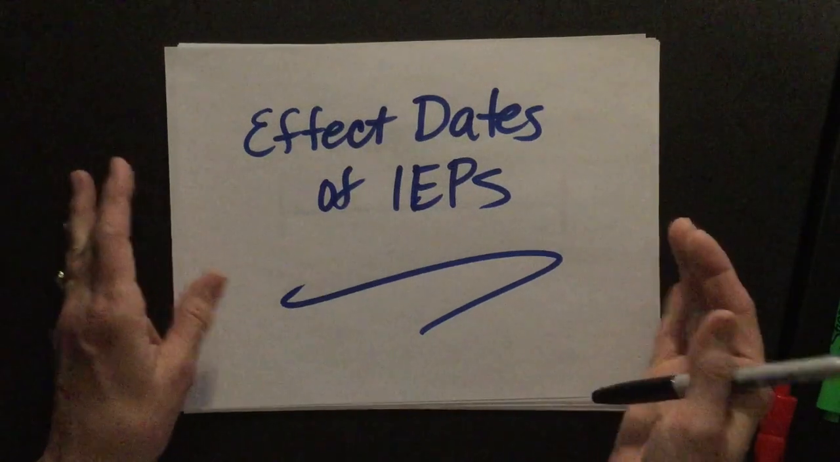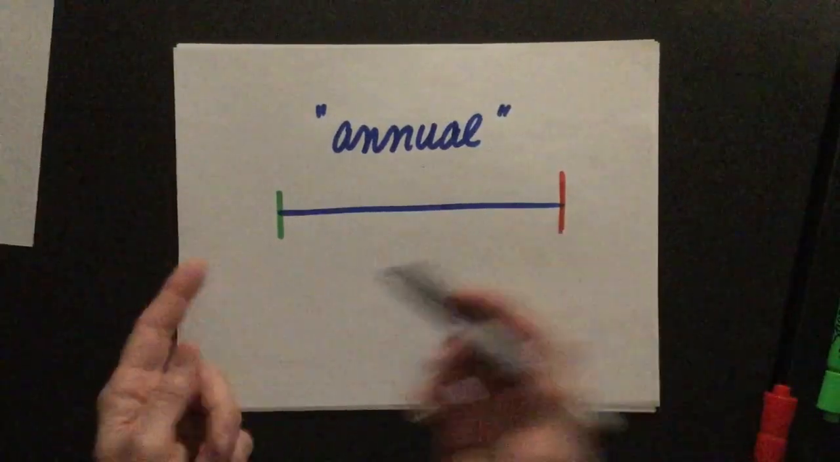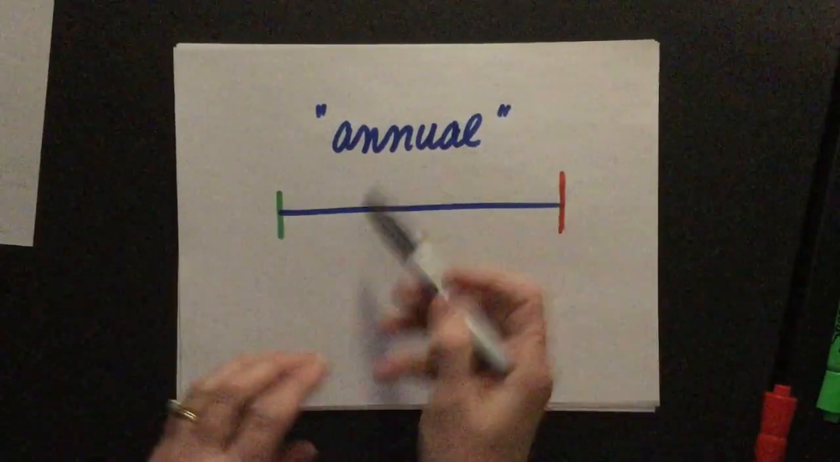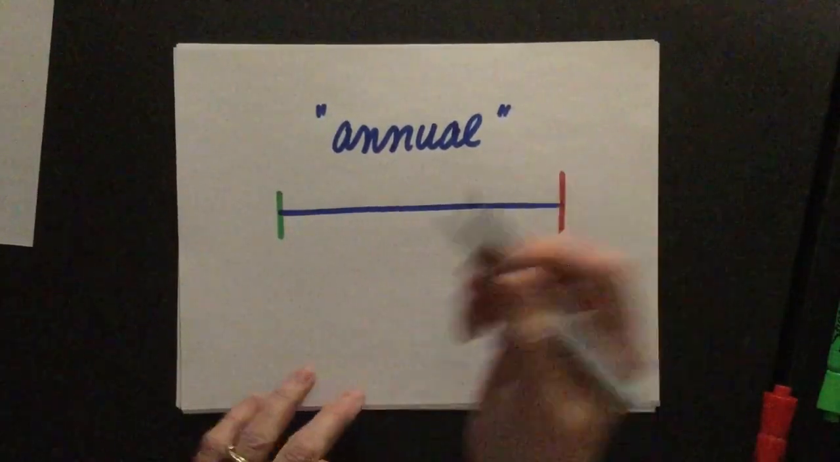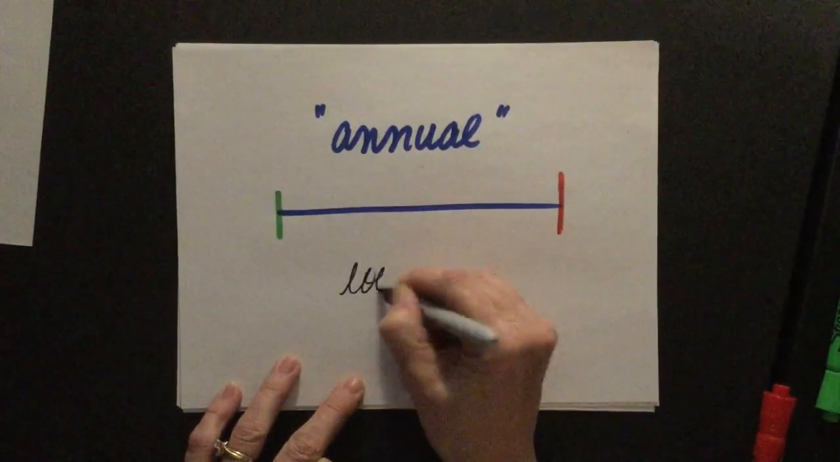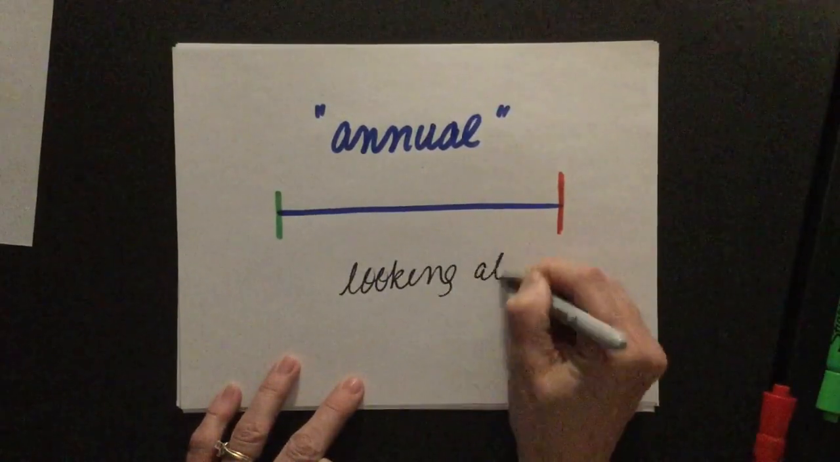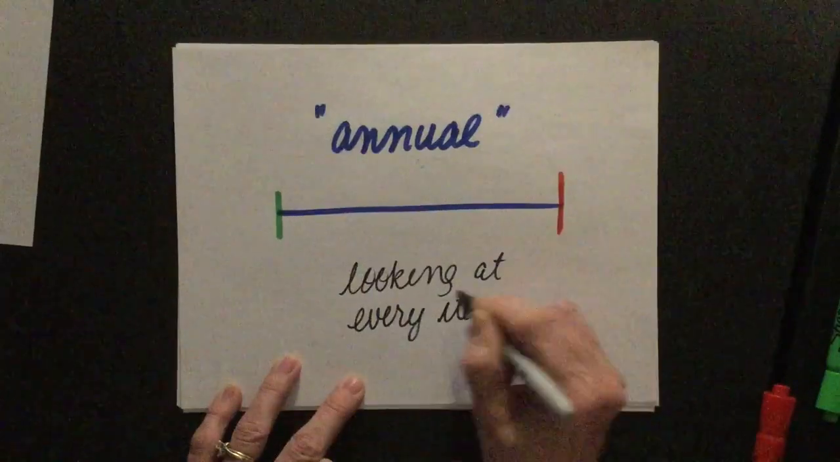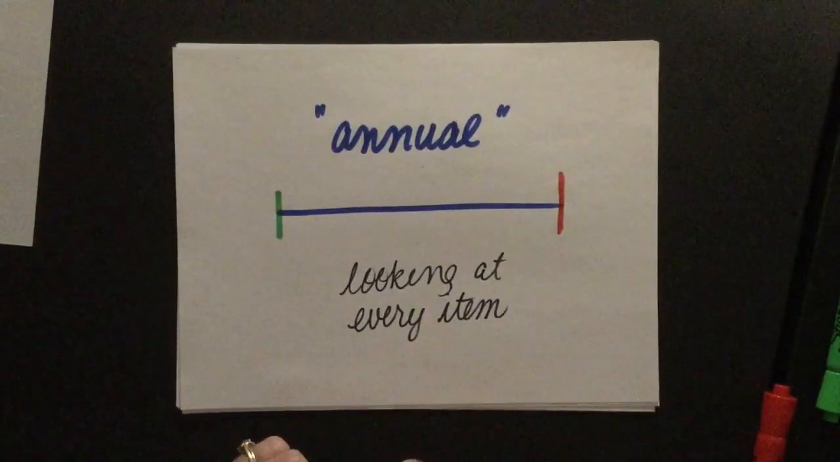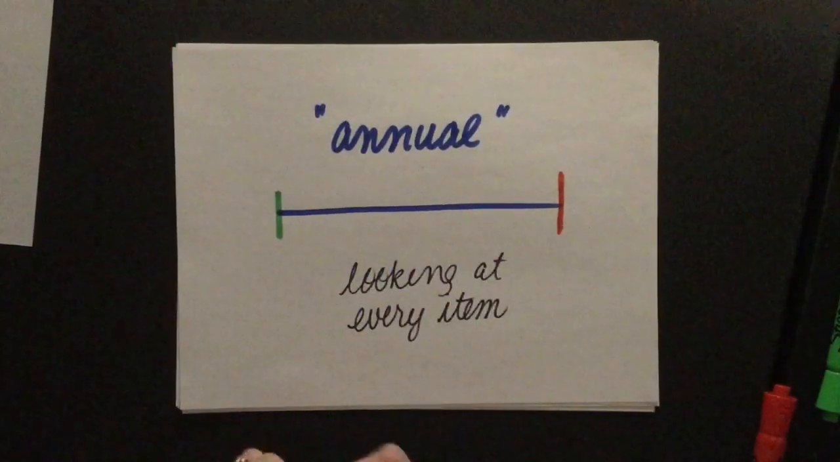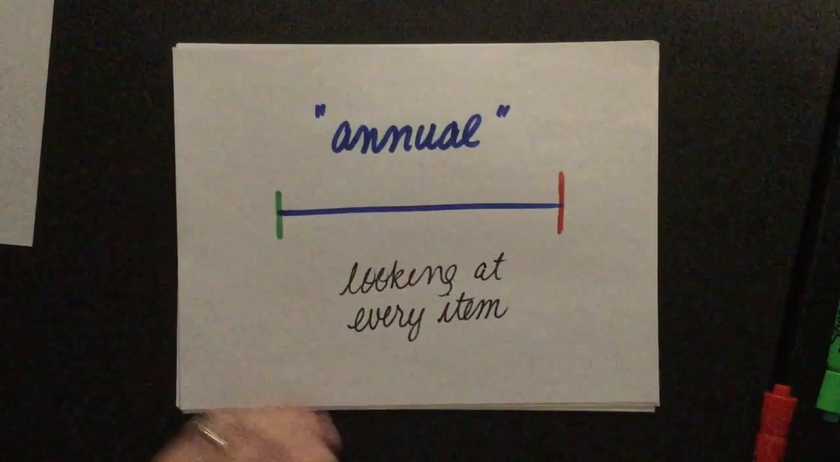Today we're going to talk about the effect dates of IEPs. Now typically an IEP has a beginning date and an end date, and that's called an annual. And if you do an annual, you're actually looking at every item on the IEP, and you've indicated that it's an annual. So if you do that, then you have a whole year before you have to meet again.